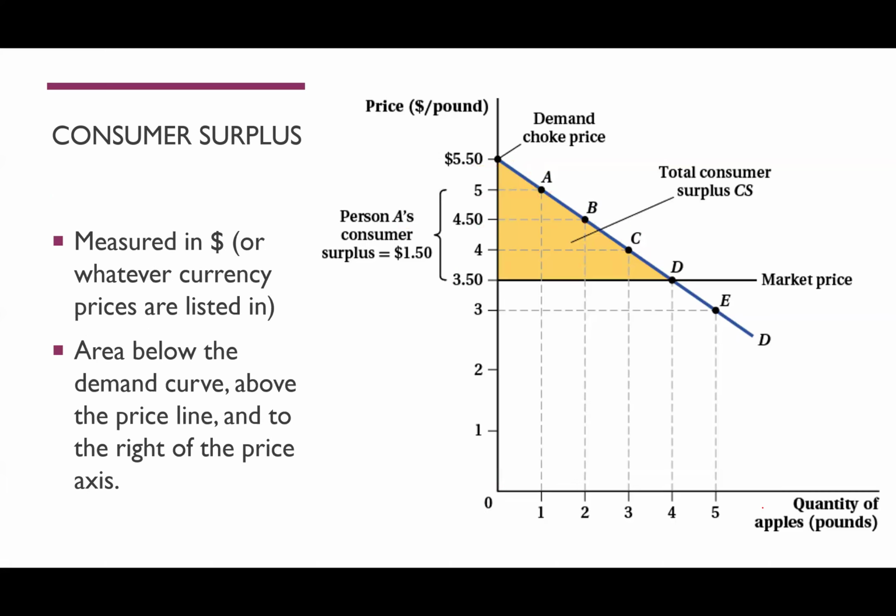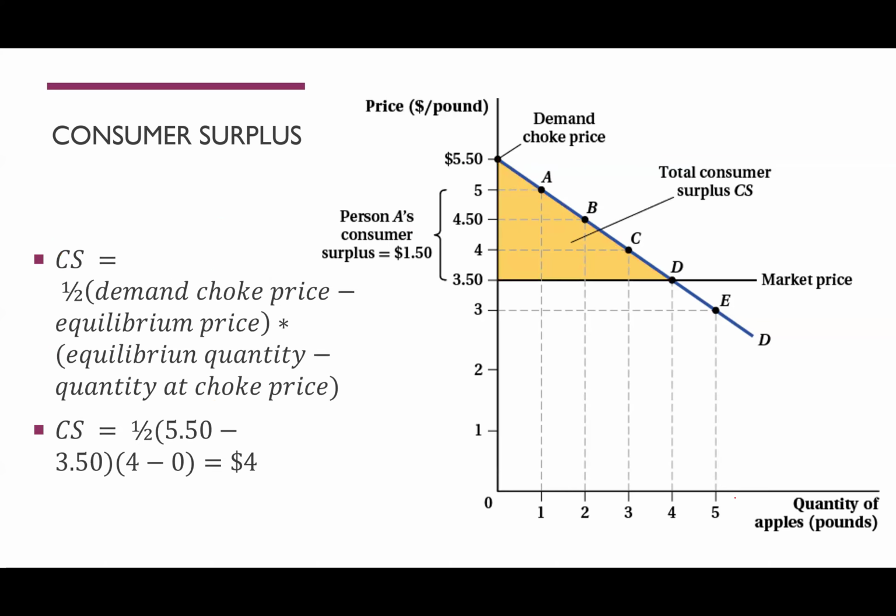When we do this exercise, we always measure consumer surplus in dollars or whatever currency prices are listed in. Consumer surplus constitutes the area below the demand curve, right? The demand curve will form one side of that area. It'll be above the price line, so whatever the current market price is gives us the other side of the area. And then lastly, the price axis. Together, those three lines define the consumer surplus space. It forms a triangle in this case, and so you can use the area of a triangle to find the exact amount of consumer surplus present.